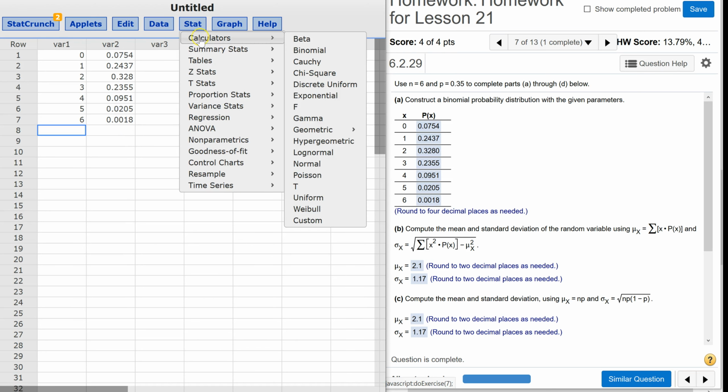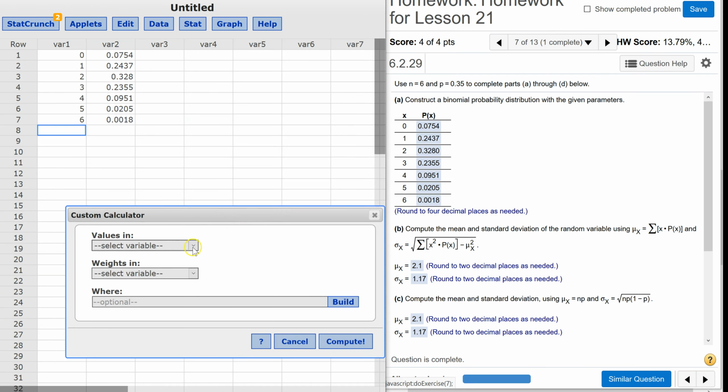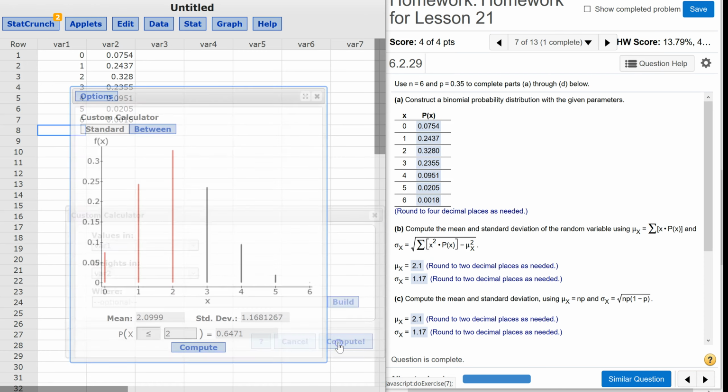Then I went to statistics, calculators. I went down to custom. And here what I'm doing is I'm going to calculate the mean. I select the values as being in the first column, and the weights or probabilities are in the second column. I select compute.